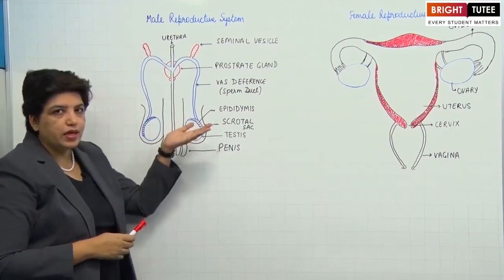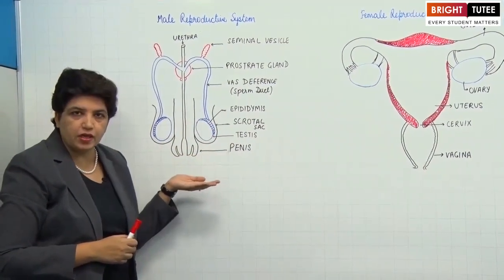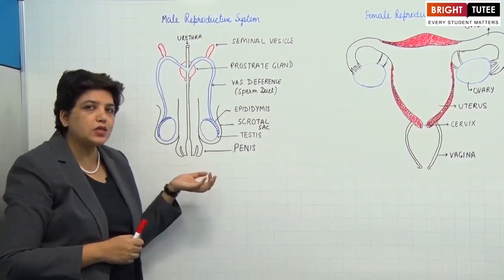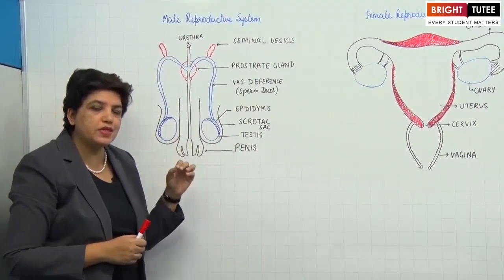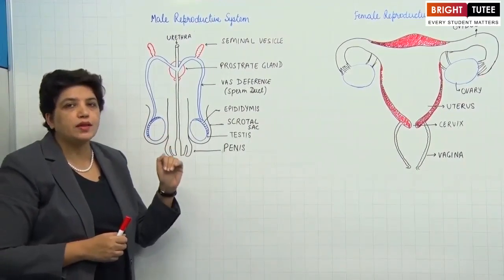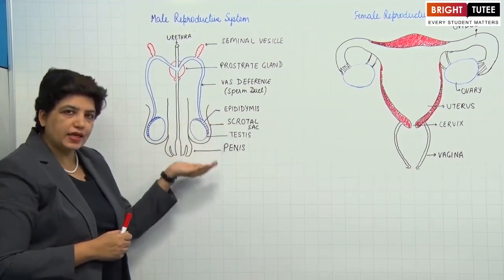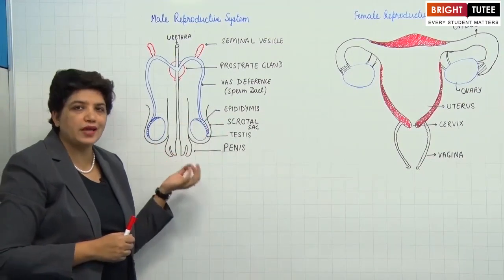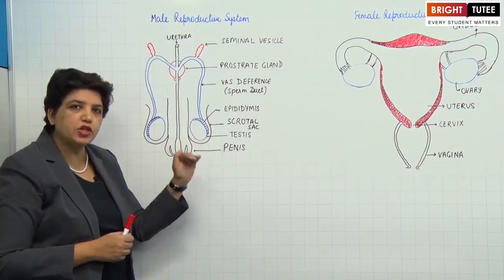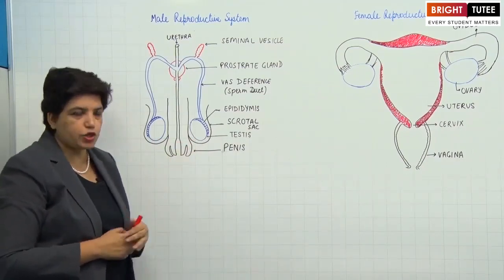This scrotum hangs outside the abdominal cavity. This is so because the production of sperm cells requires a temperature which is a little lower than the normal body temperature. That is why the scrotal sac is outside the abdominal cavity, which maintains a temperature 2 to 3 degrees lower than the body temperature.